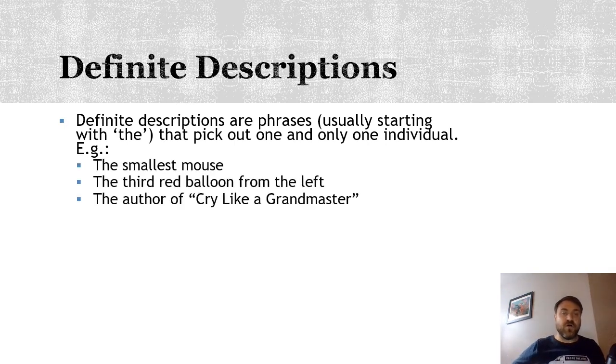Okay, and so here are some examples of definite descriptions. The phrase "the smallest mouse." Well, there can be only one smallest mouse, and so whatever individual that is, the description "the smallest mouse" picks out one and only one individual, and so that means it can be represented as a constant in language P.